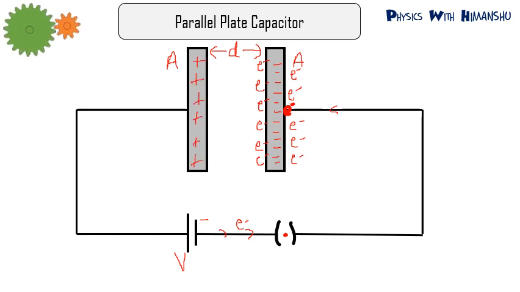Suppose there is a charge of minus q on this plate, so it will induce a charge of plus q on this plate. This negative will attract positive and will repel negative. So electrons will get repelled, come out of this plate, and go to the battery. After a few microseconds, the capacitor will get charged. After getting charged, there is negative charge on this plate and positive charge on this plate, and the capacitor is said to be charged. So this is how a parallel plate capacitor gets charged.